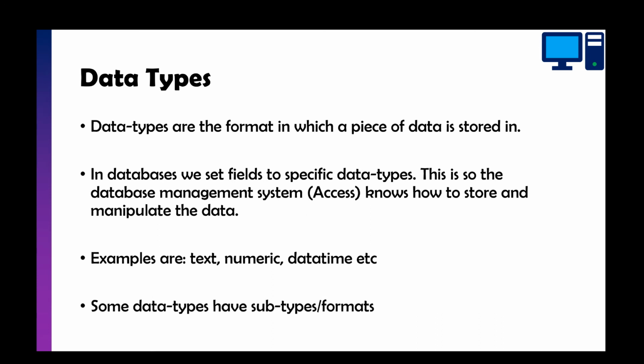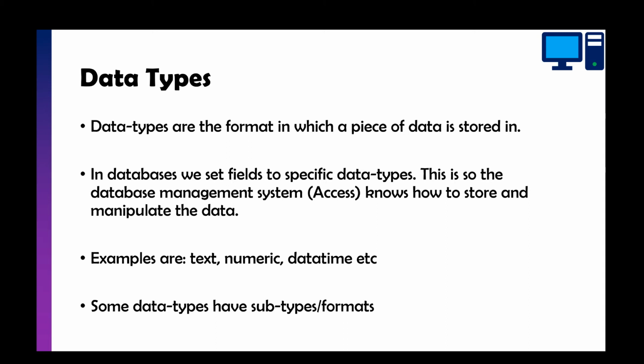A data type is the format in which a piece of data or a field is stored in. We use these in programming and we also use them in databases, and the data types are slightly different. In a database we need to set fields to a specific data type. This is how, if you're using SQL, it'll know how to use different data types. If you're using Access, it's how it can process and manipulate that data. For example, if you're typing in a bunch of numbers but you've told the database management system that it's meant to be text, it's not going to be able to use that properly.